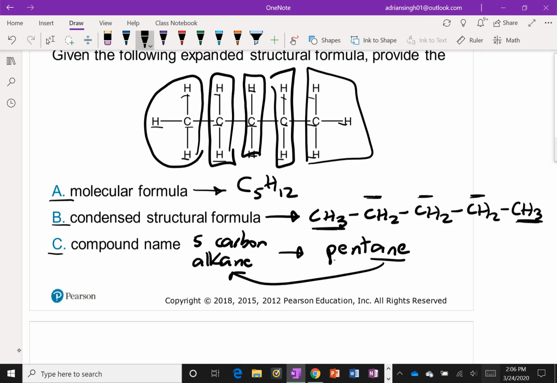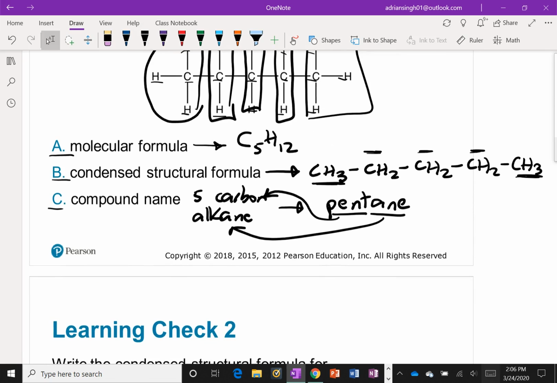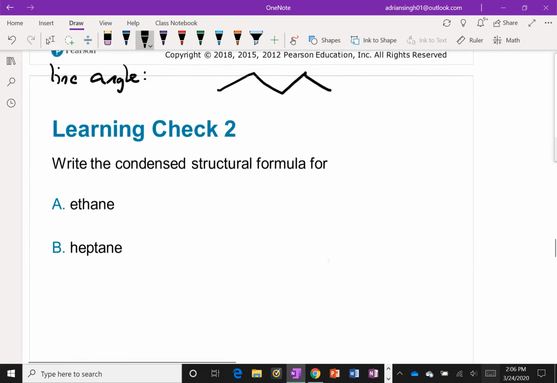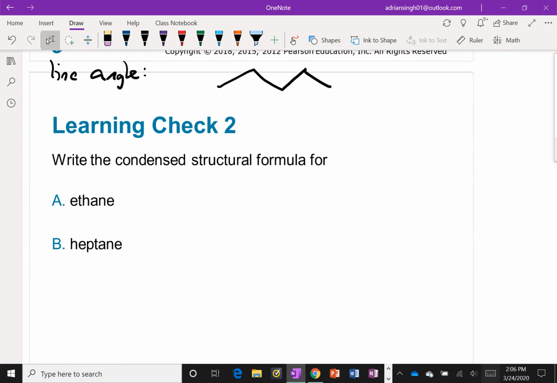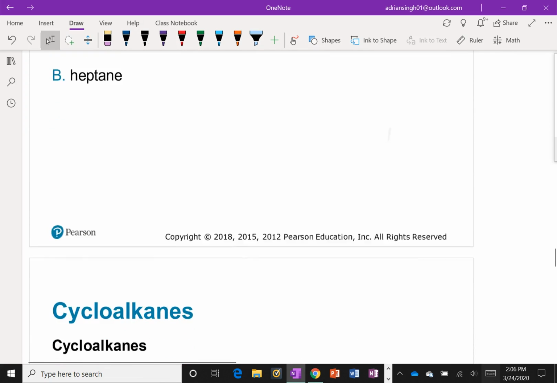An alkane would be ane, so that would be pentane. If we wanted to draw the line angle structure for this, it would be 1, 2, 3, 4, 5. All right, and that would be pentane. Okay, so I'll leave the learning check 2 for you guys to practice.